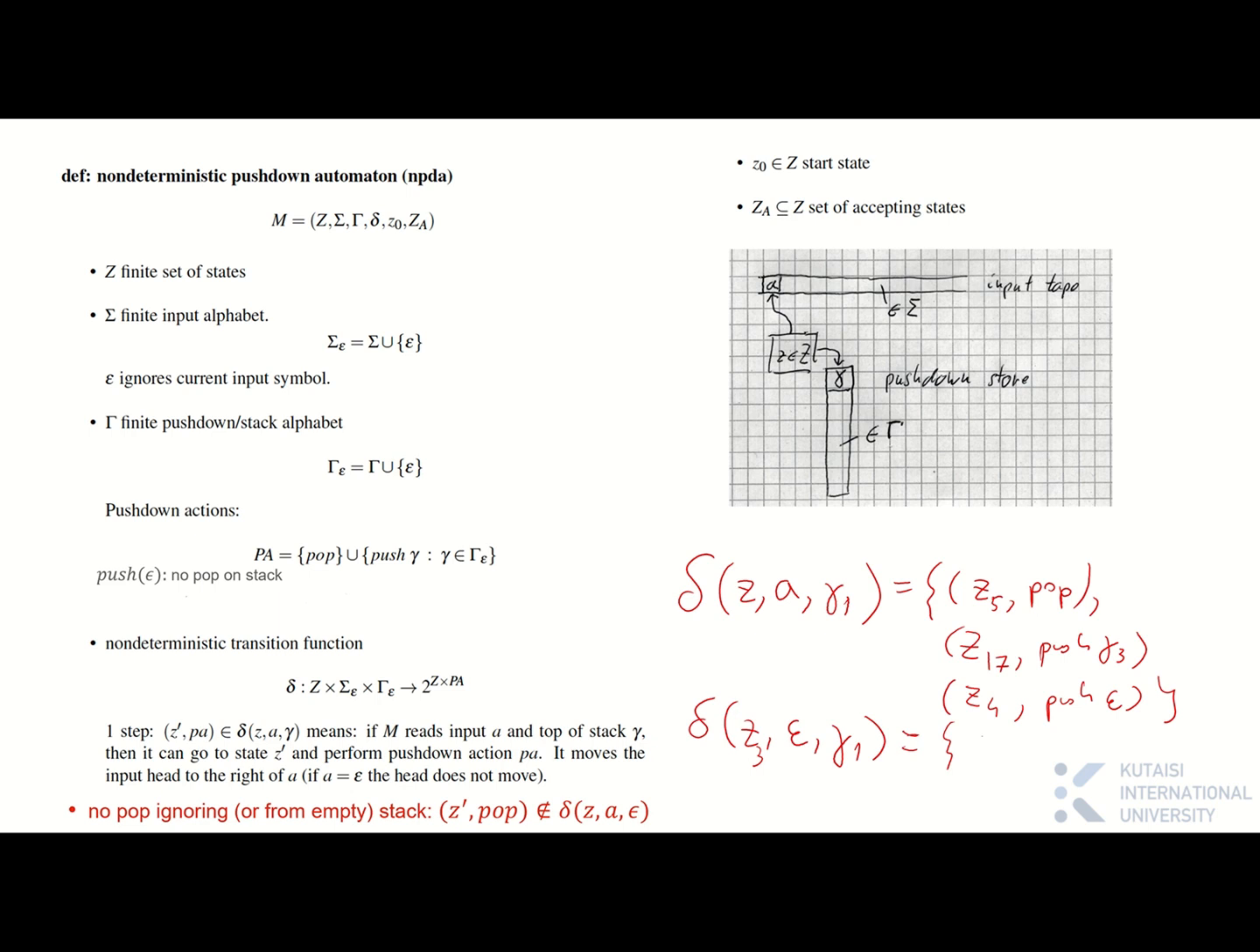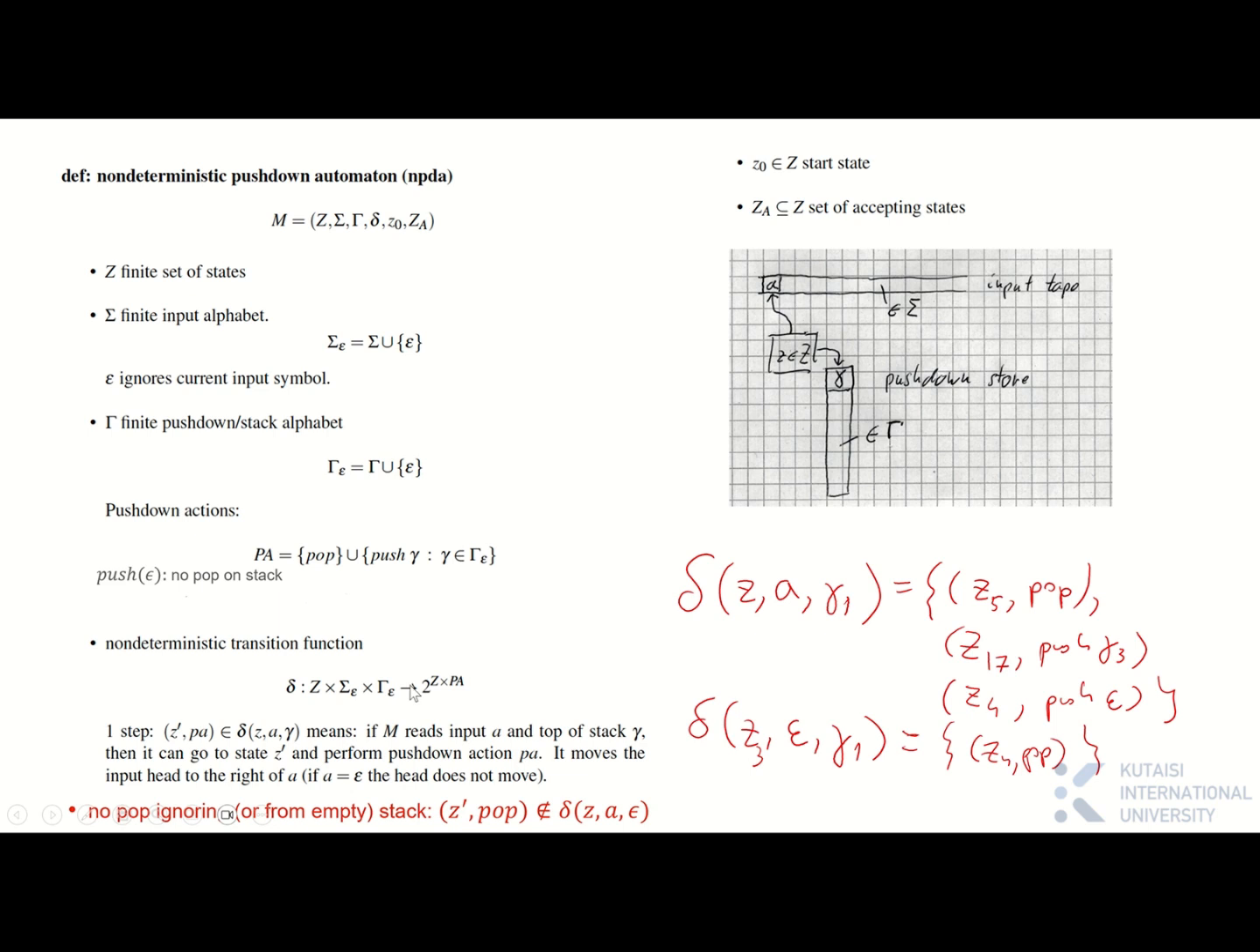So let's say there's only a single choice. I go to state Z4 and I pop. So this means that if I'm in state Z3, without looking at the tape, and there's gamma 1 here, I can go to Z4 and pop gamma 1. So at some point, without looking at the tape, I can do actions. Right? And it might be that there are many different choices. Hence, there's an epsilon here.